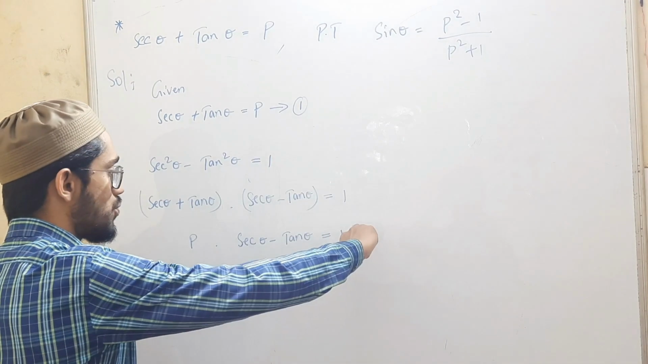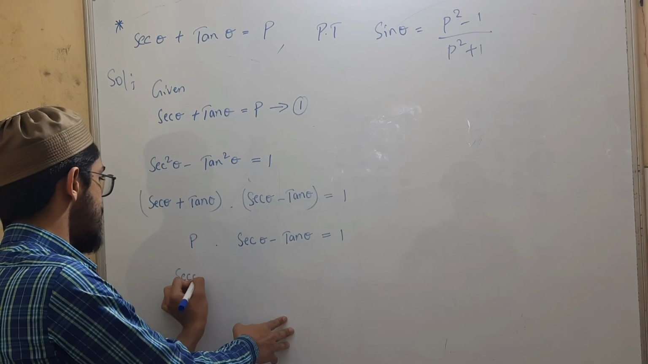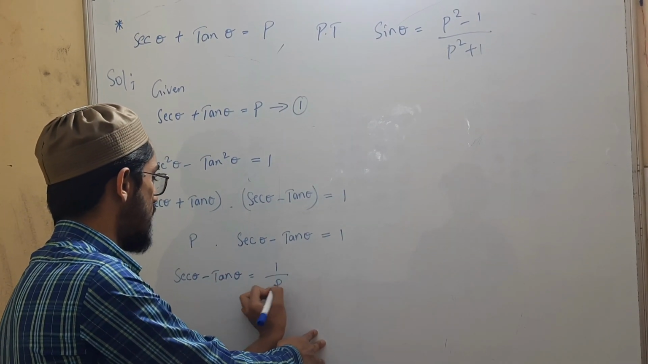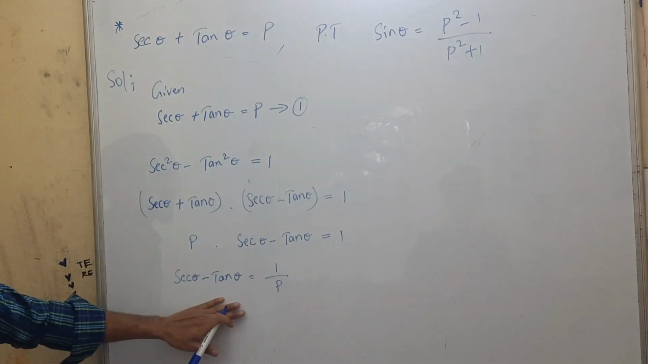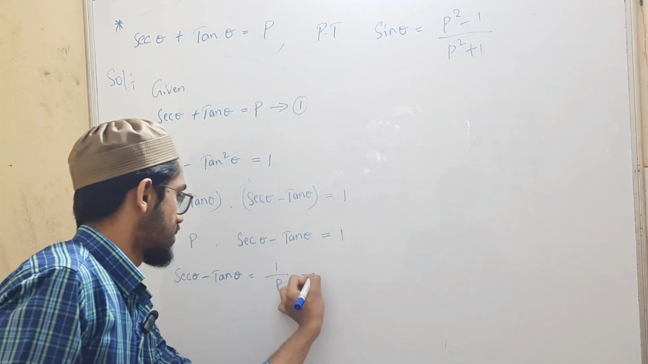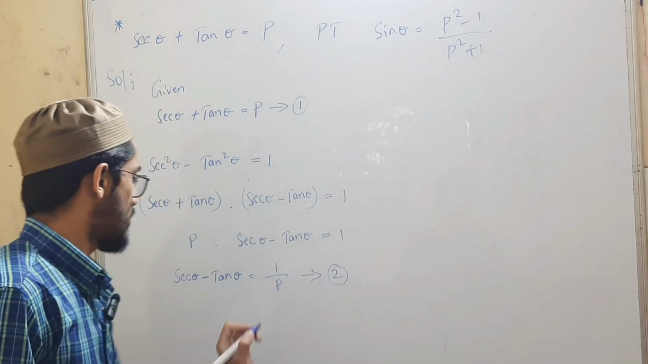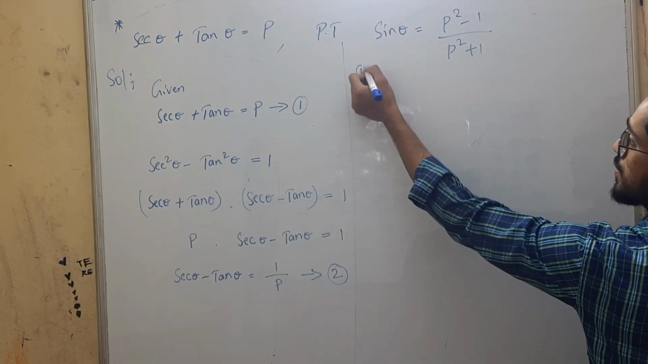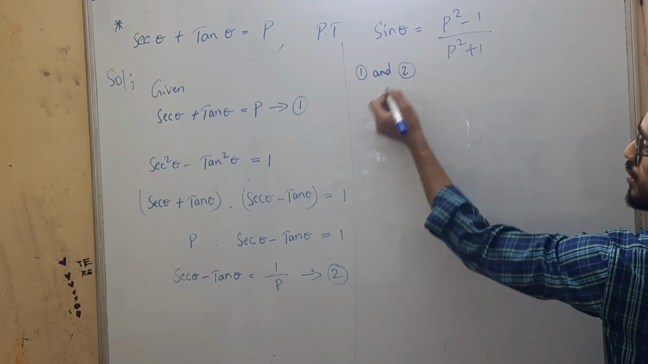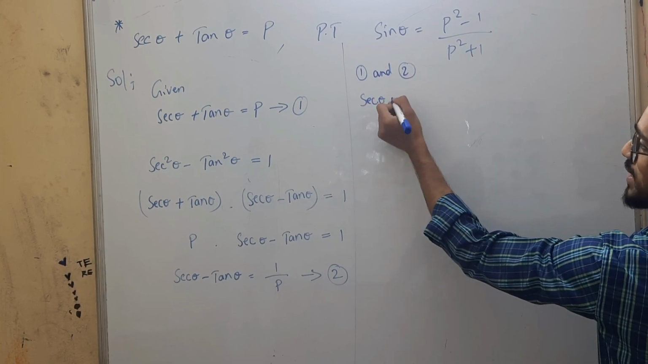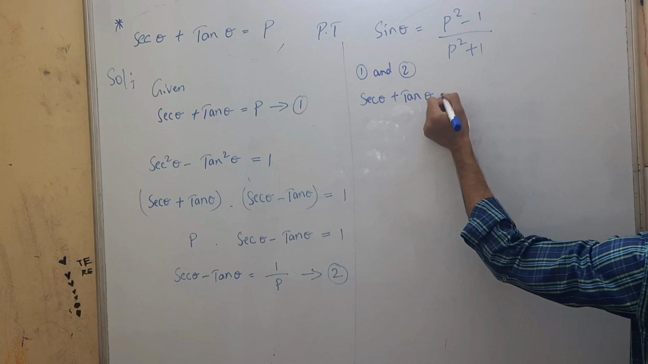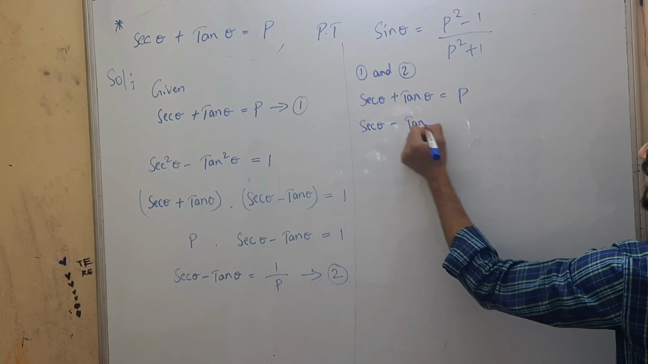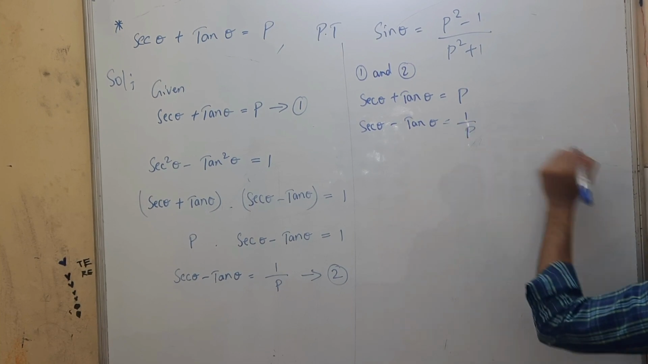Sending this p towards 1, that will be secant theta minus tan theta is equal to 1 by p, like this. This is our second equation. Okay, we have two equations here to solve, the first equation and the second equation, 1 and 2. What is our first equation? Secant theta plus tan theta is equal to p. Secant theta minus tan theta is equal to 1 by p.